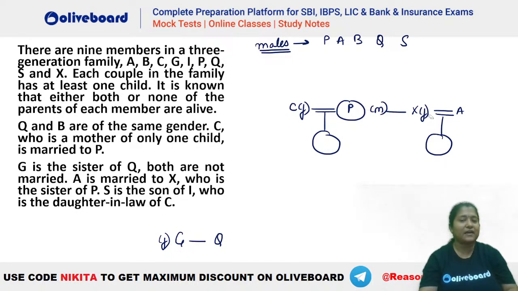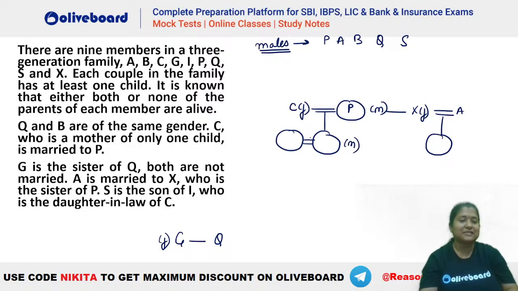S is the son of I, right? So you can see here that S is the son of I. Right now we do not know where S is. Okay, we'll check that later. So S is the son of I who is the daughter-in-law of C. So you can see that C and P had only one child. Okay, so that means this person has to be a male person, because we should have a daughter-in-law here.